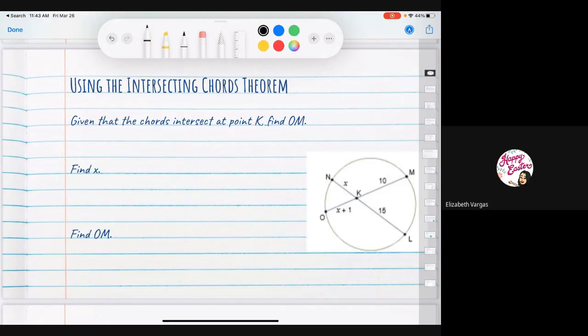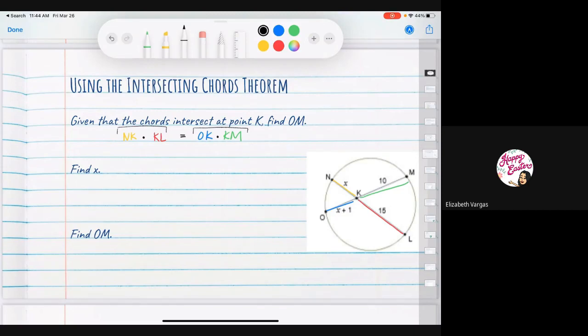We're still going to use the intersecting chords theorem. That means if I take NK and multiply by the other half of that chord, KL, that should be equal to OK multiplied by KM. So I have both parts of one chord on one half and the other chord's parts on the other side, and I'm multiplying those together.